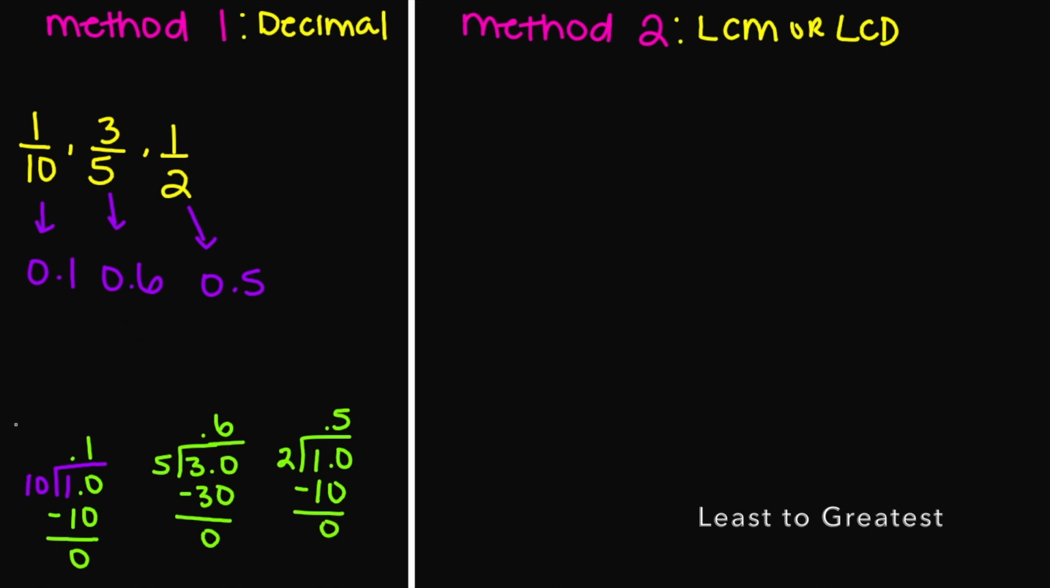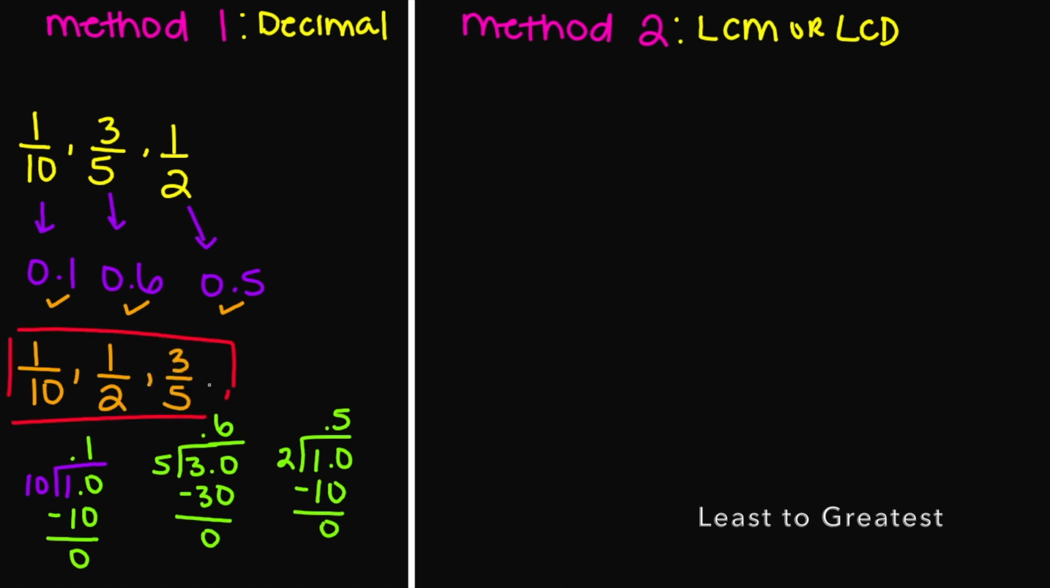Now, by looking at my decimals, if I'm going from least to greatest, the first one is going to be my 0.1, and then my 0.5, and then my 0.6. We're going from the smallest number to the larger number. Now, if I pinpoint it back to my original fractions, your 1 over 10 is first, and then your 1 over 2 is next, and then followed by your 3 over 5. So this is 1, next is 2, and then next is 3 here.